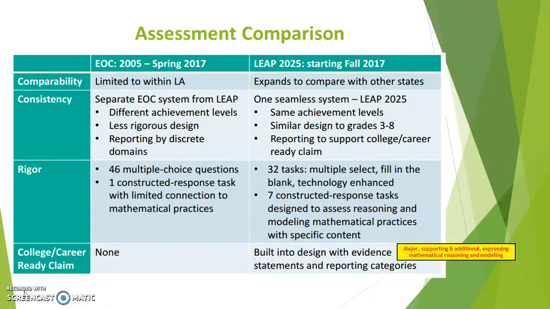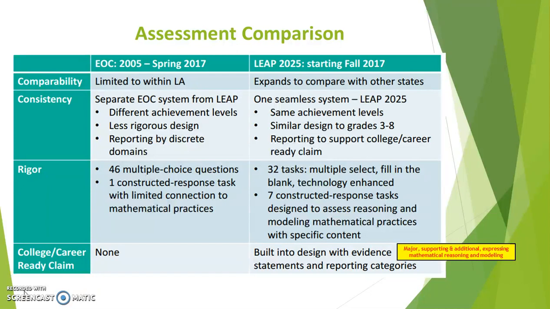Consistency. We had a separate end-of-course system for high school than for grades 3 through 8, which had LEAP. There were different achievement levels. The high school end-of-course assessment was less rigorous in its design, and the reporting was by discrete domains. In our new LEAP 2025, we have one seamless system from grades 3 all the way through high school with the same achievement levels, similar design to grades 3 through 8, and the reporting also supports college and career readiness claims.